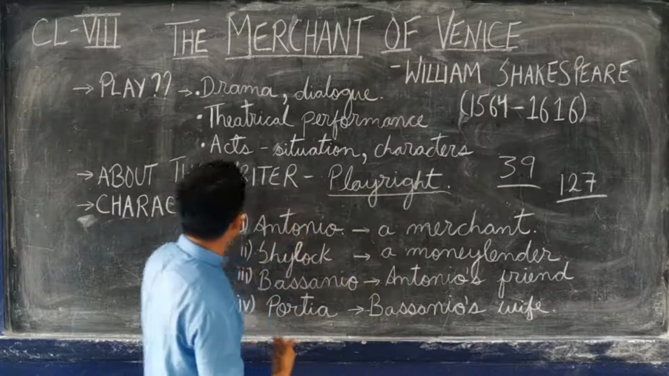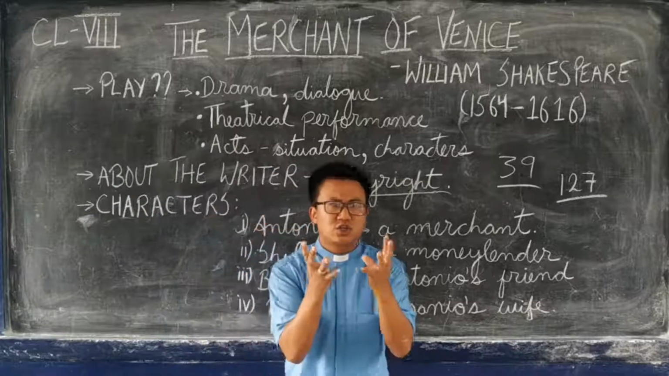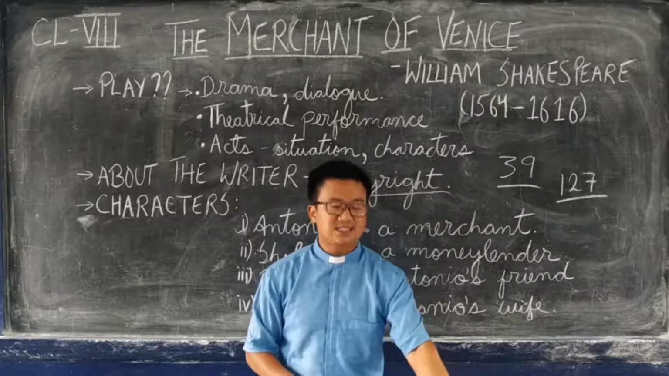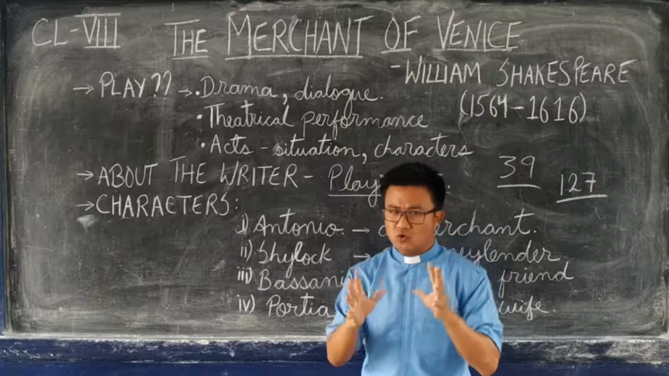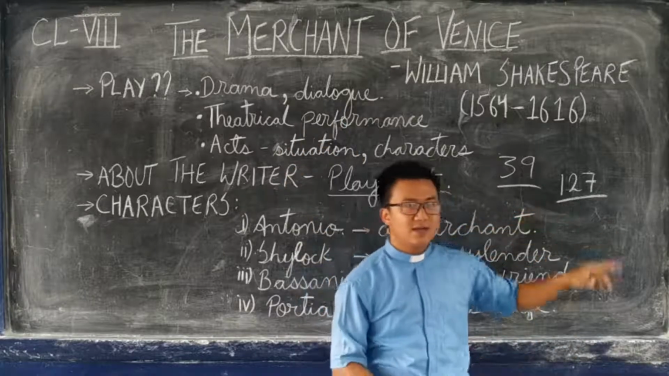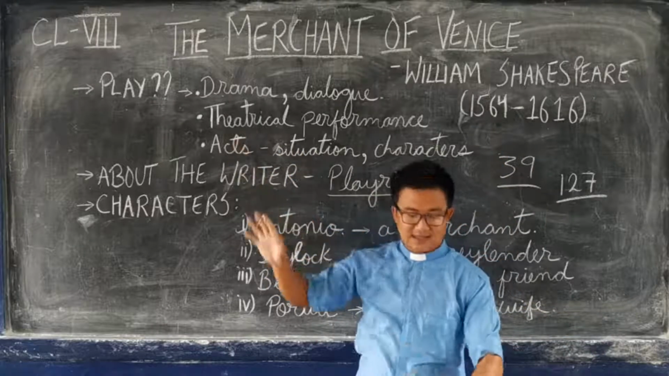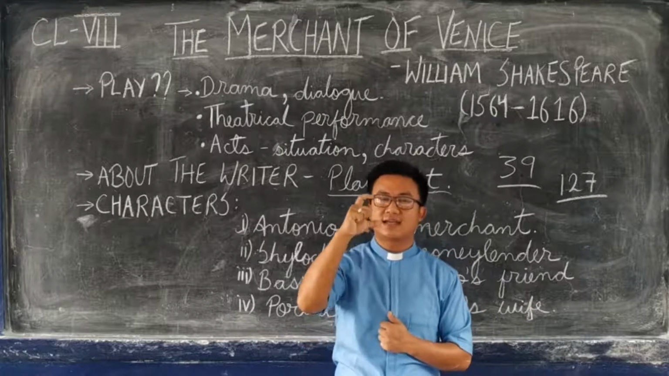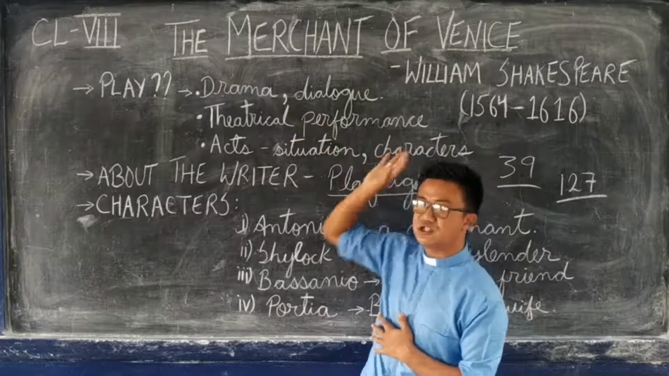Okay. Now, after having said that, today I would like to give you a very short gist, a summary of the text that we have, The Merchant of Venice. Know that the text we have is on page 127. Now, this is not the entire play. This text that we have is a small part. It's just a small extract taken from the play, The Merchant of Venice.